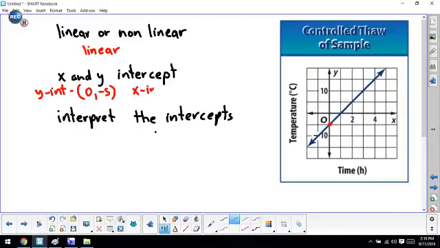Now for the x-intercept, we're looking at this line, just that line itself, and it crosses or touches the x-axis at about this point right here. All right, so it looks like it is in increments of 1, which is in hours, so this would be 1 hour, 2 hours, 3 hours, 4. So the x-intercept is at 1, 0.